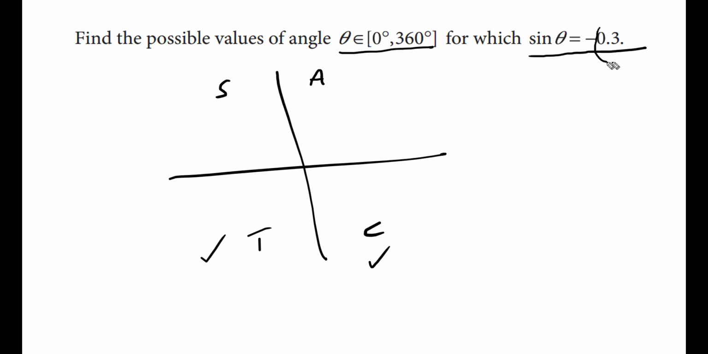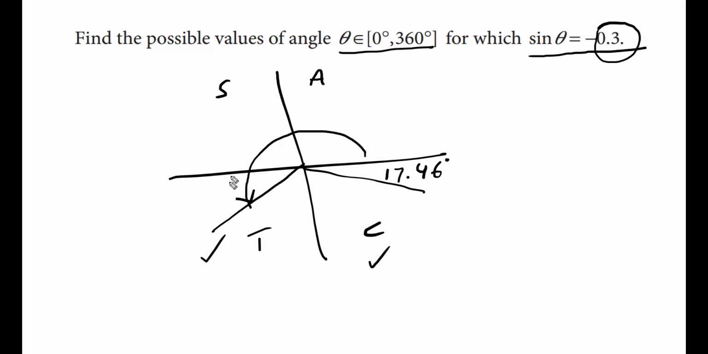Now focus on the actual value, 0.3, and you hit sine inverse in degree mode. And the answer we get is 17.45. So the reference angle is going to be about 17.46-ish degrees. And so therefore, in terms of theta, we have this angle here as the first angle, theta 1, and theta 2 is going to be all the way around here.